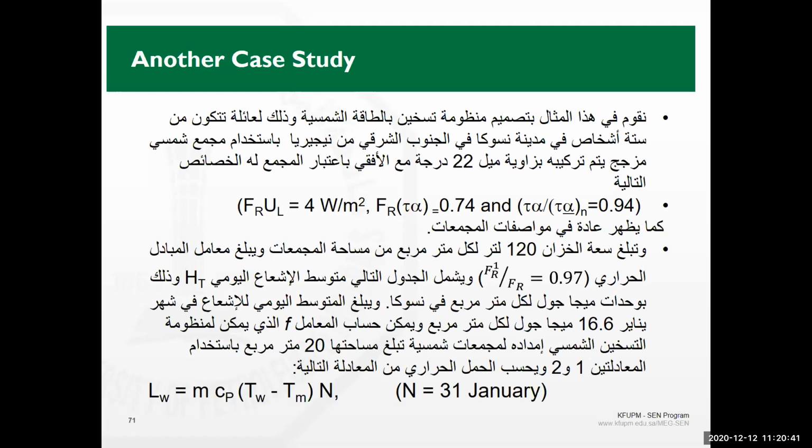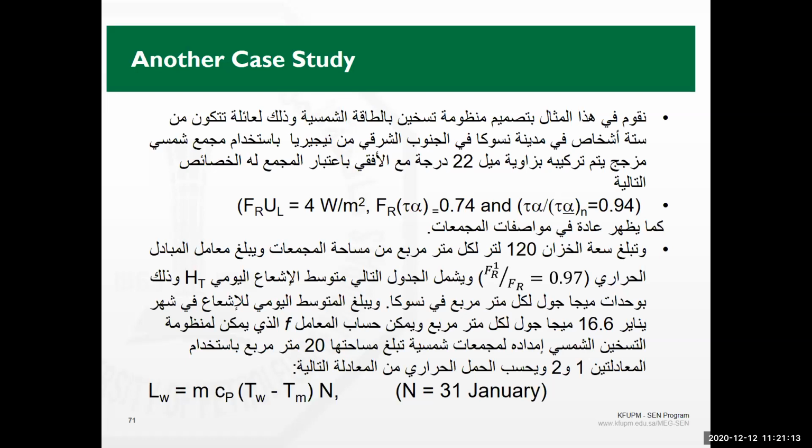These are the characteristics of the solar collector, which come from the manufacturer. RUL is 4 watt per meter square, R tau alpha is 0.74, tau alpha over tau alpha normalized is 0.94. Remember, in the previous example, we said 0.93, so it's not too far. The tank is 120 liter per meter square of the area. The heat transfer FR coefficient is taken as 0.97.